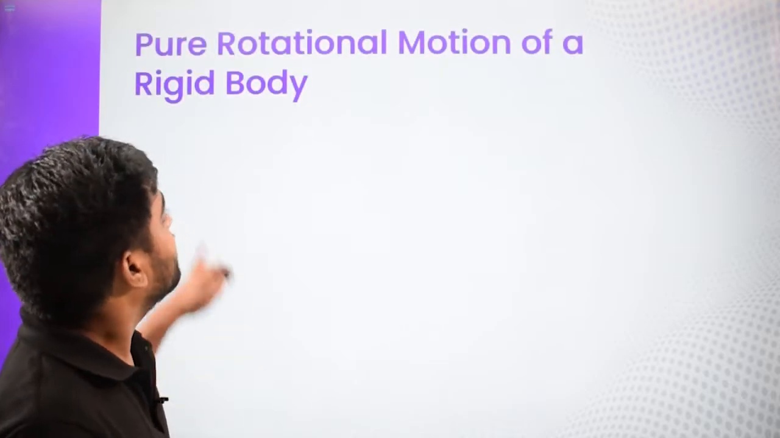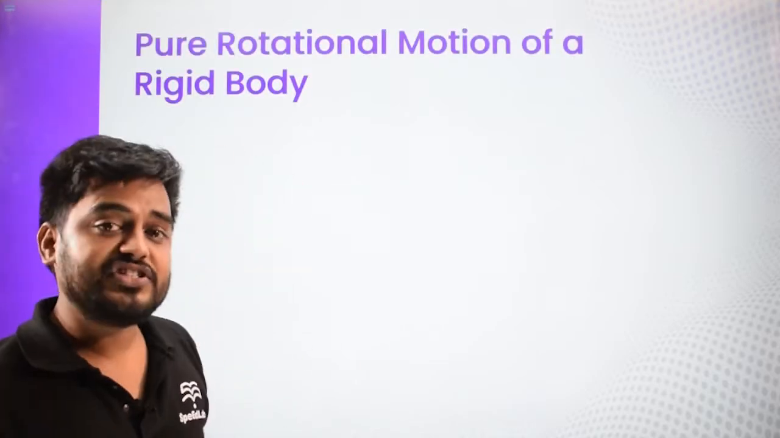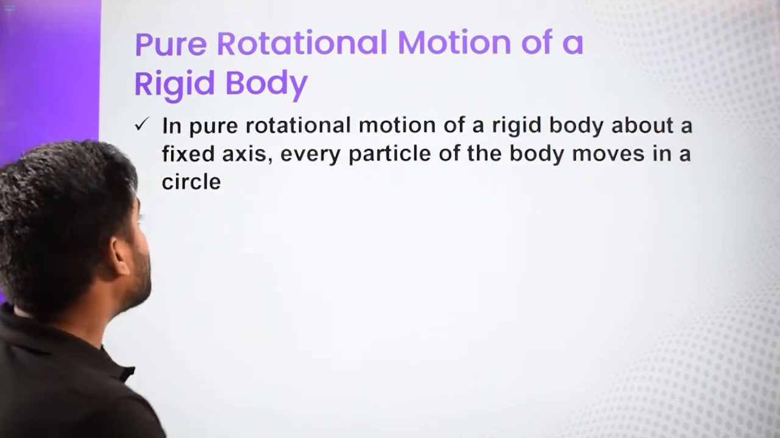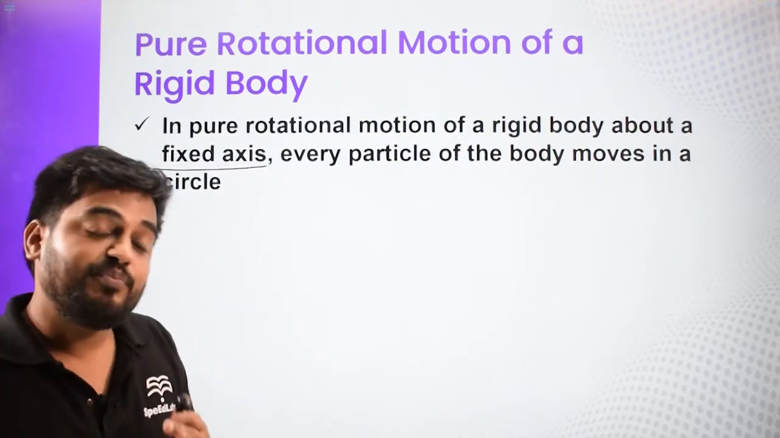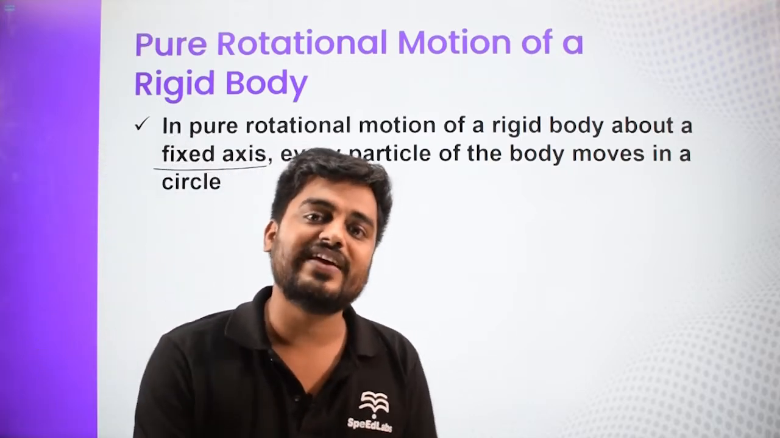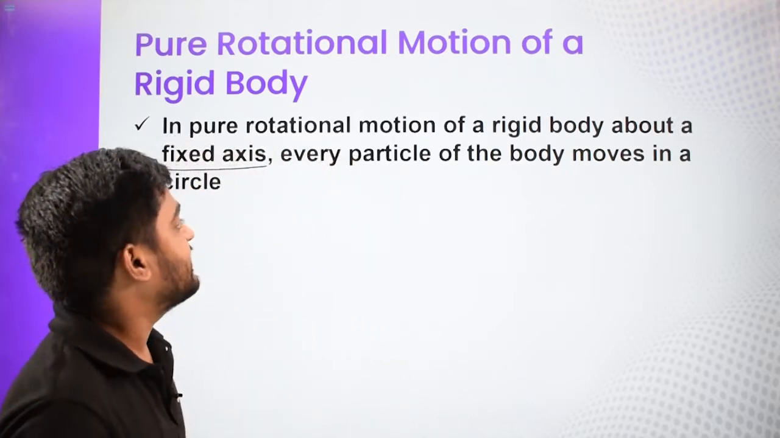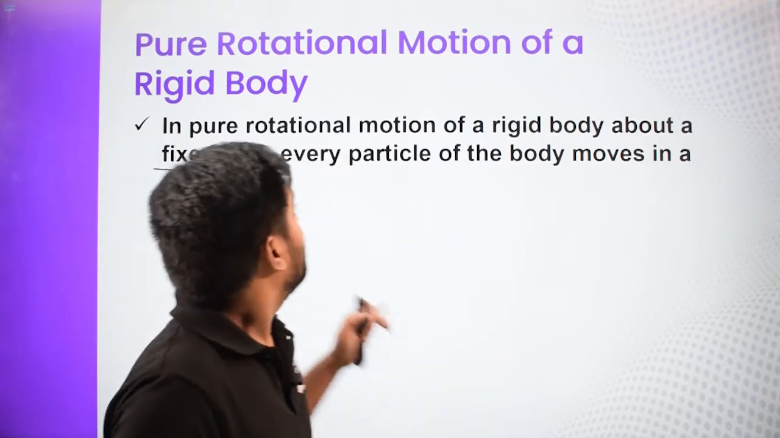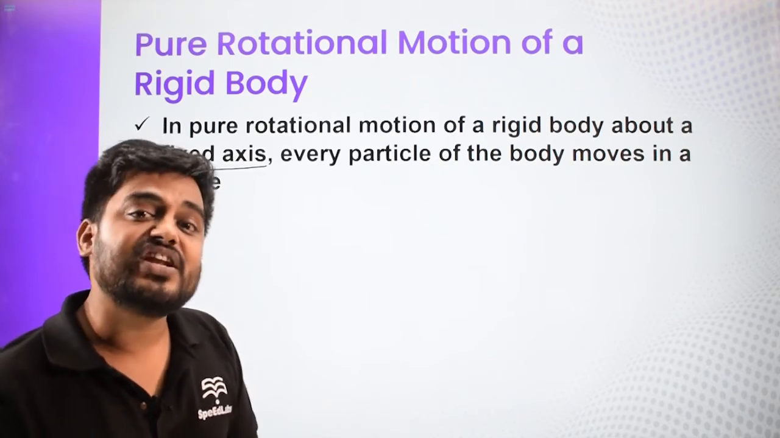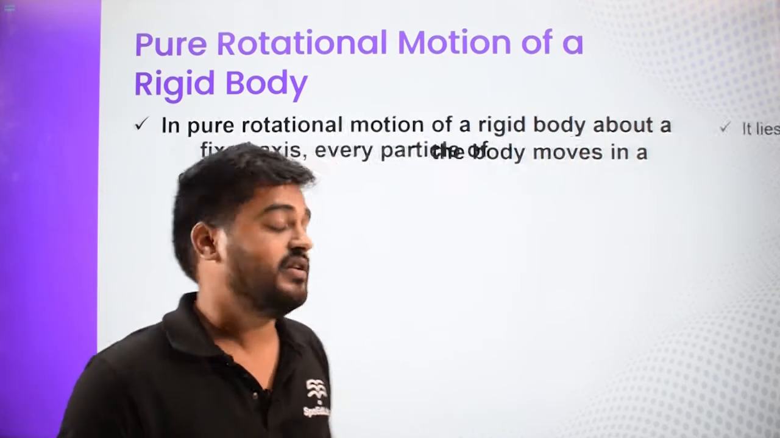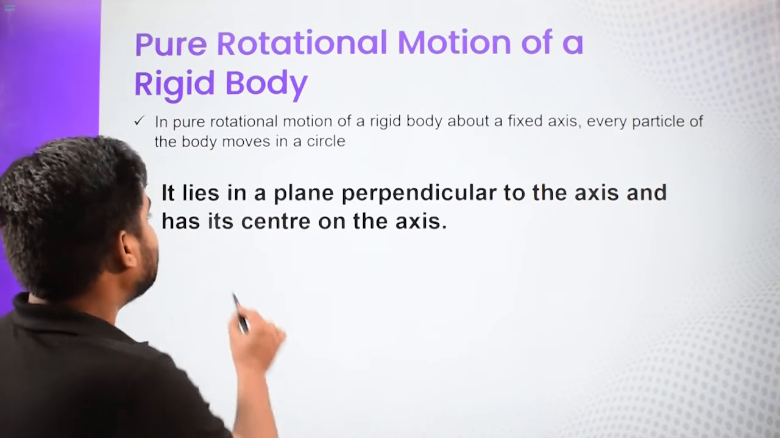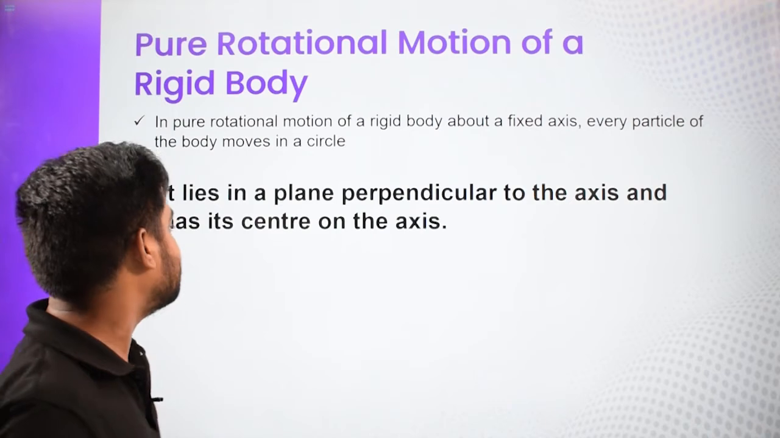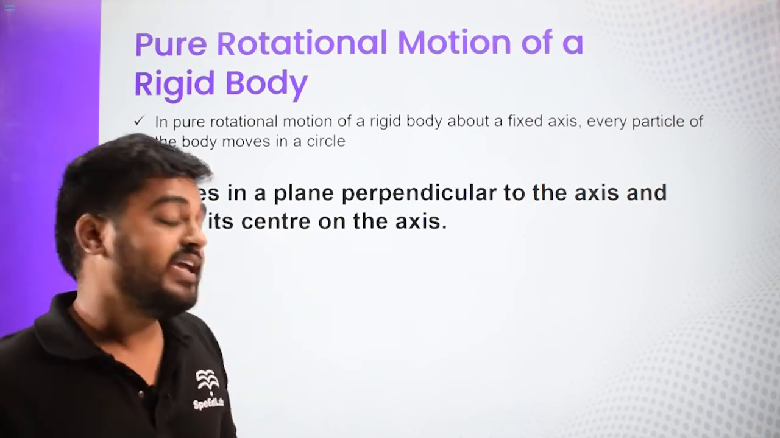Now let us discuss the pure rotational motion of a rigid body. What is pure rotational motion? In pure rotational motion of a rigid body, rotation always happens about a fixed axis. Whenever pure rotational motion takes place, each and every particle of the body moves in a circle. What is the property of that circle? The circle lies in a plane perpendicular to that particular axis, with its center lying on the axis.